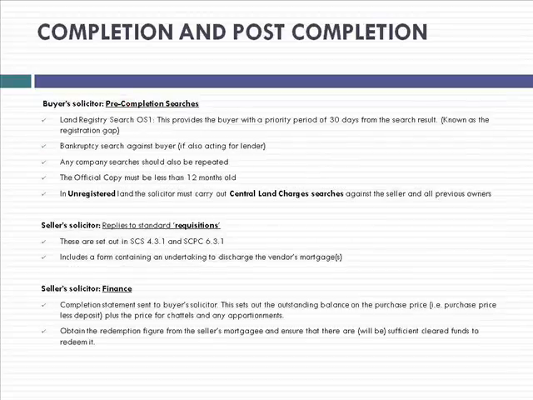Buyer solicitor pre-completion searches. Land Registry Search OS1. This provides the buyer with a priority period of 30 days from the search result, known as the registration gap. Bankruptcy search against buyer, if also acting for lender. Any company searches should also be repeated. The official copy must be less than 12 months old. In unregistered land, the solicitor must carry out central land charges searches against the seller and all previous owners.